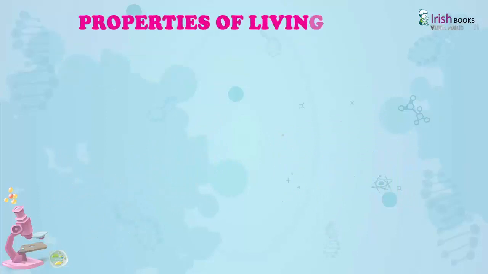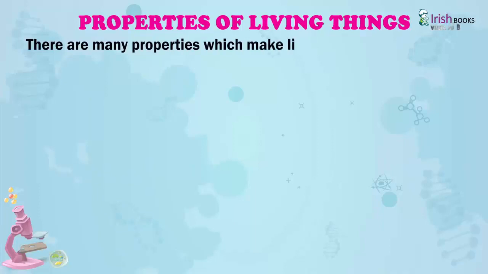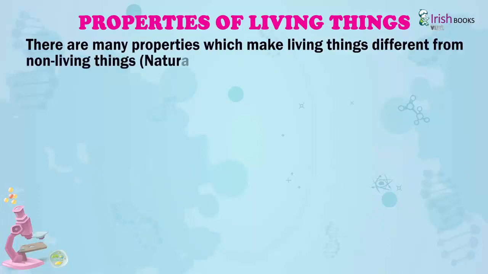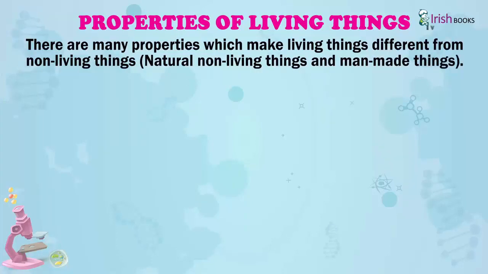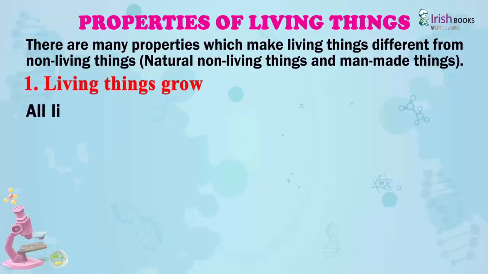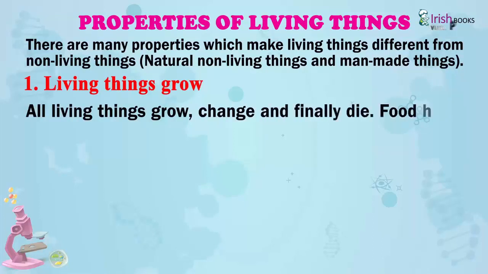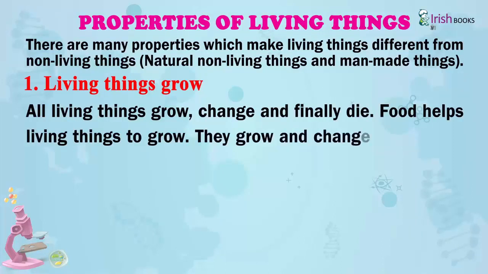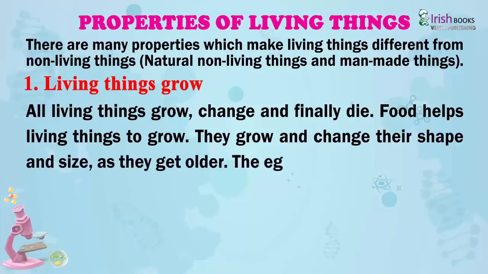Properties of living things. There are many properties which make living things different from non-living things, natural non-living things, and man-made things. Living things grow. All living things grow, change, and finally die. Food helps living things to grow. They grow and change their shape and size as they get older.